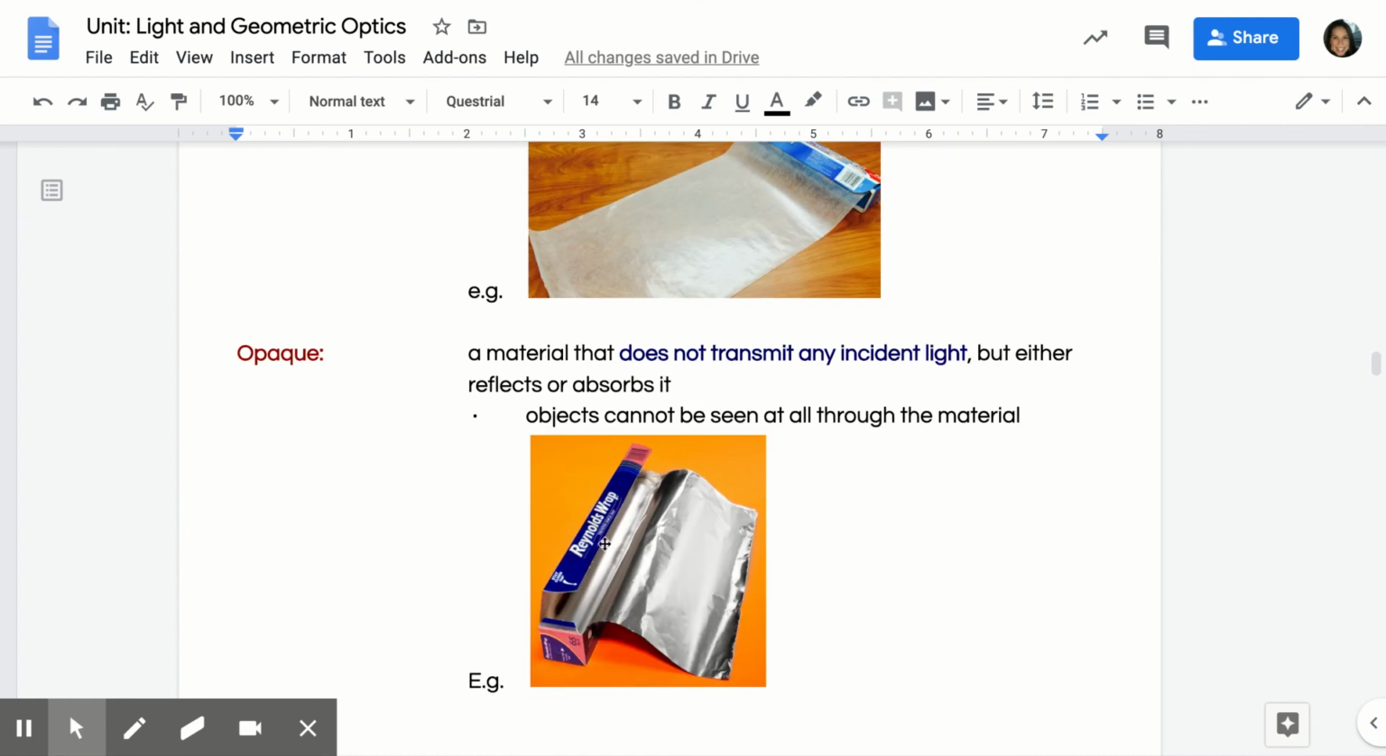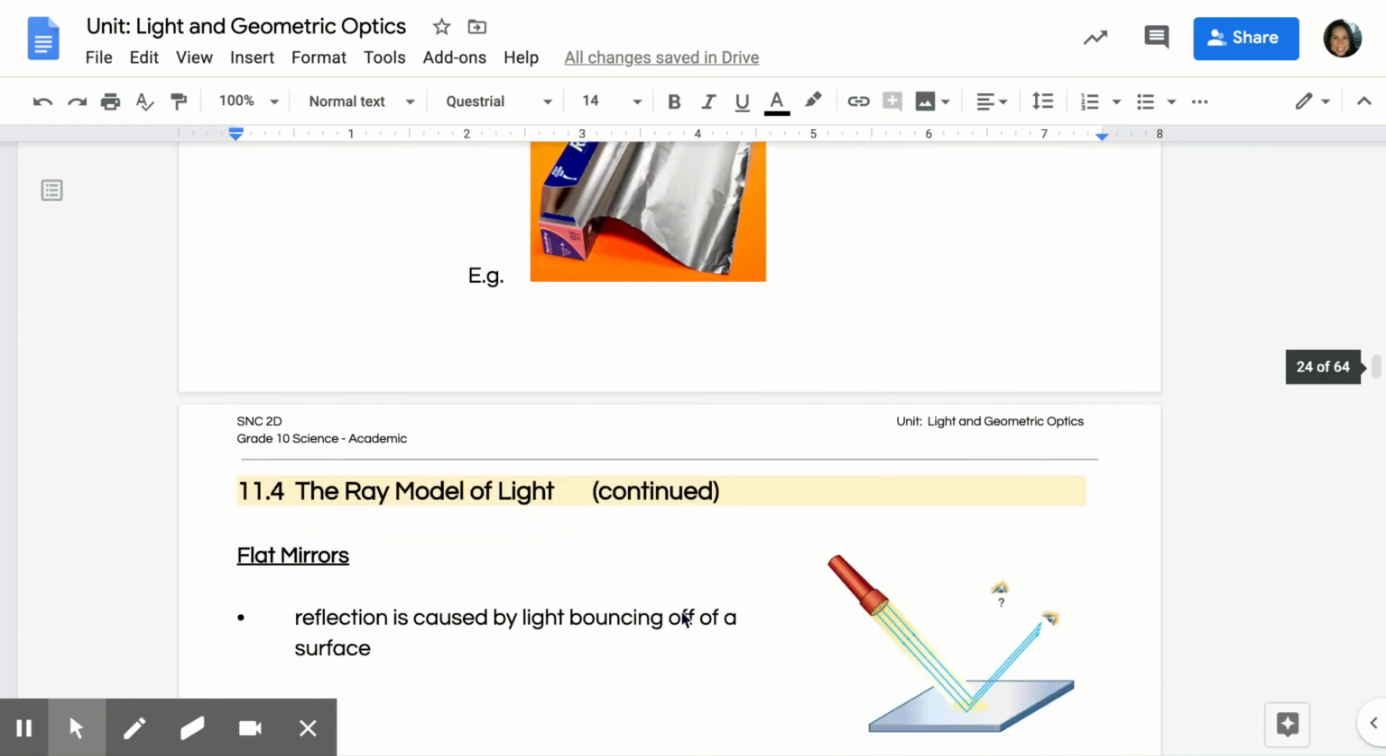And then opaque is exactly like tinfoil, where now you're not going to transmit any of those light rays, because they're either reflected or absorbed. So in the instance of aluminum foil, a lot of light is reflected off of that and we can see that, but you cannot see through that material at all. Okay.